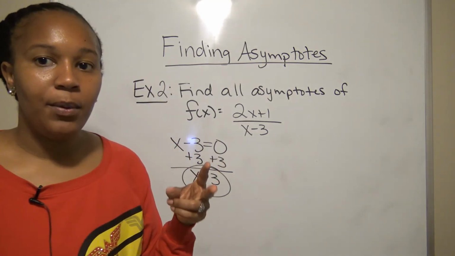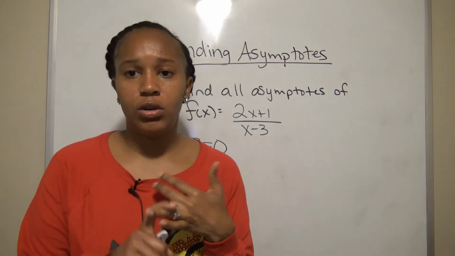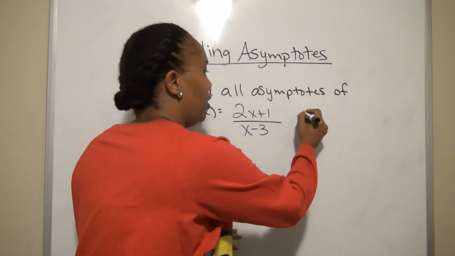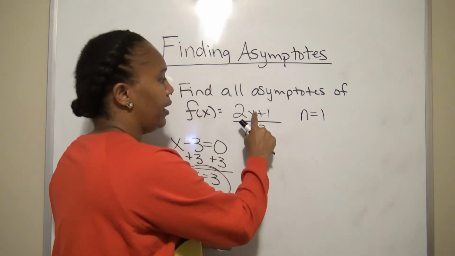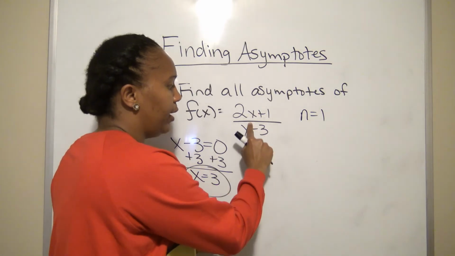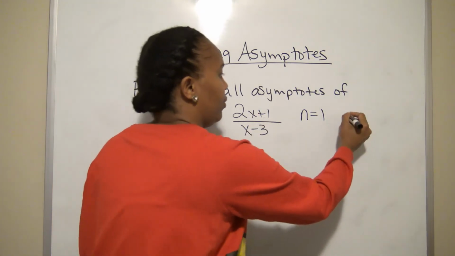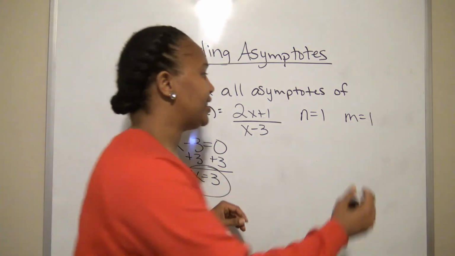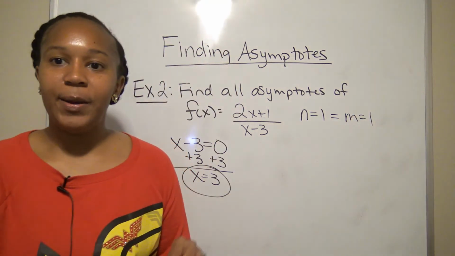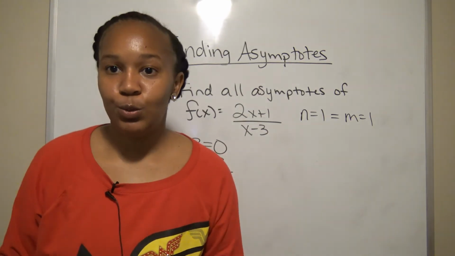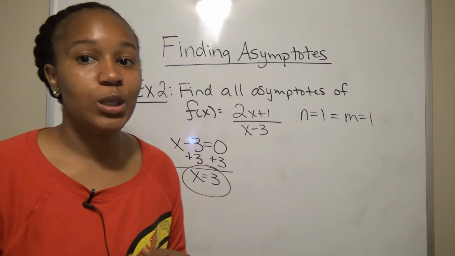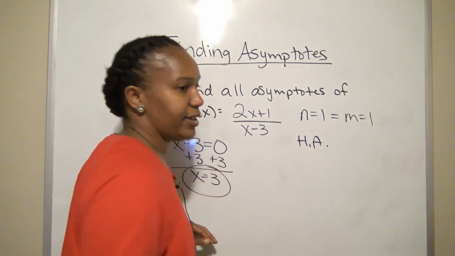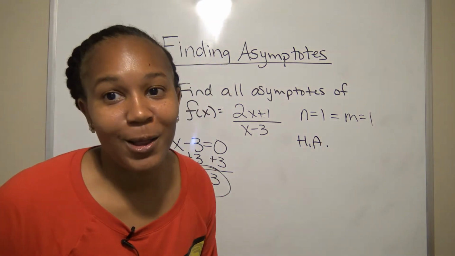Now for the second portion, to determine what the horizontal or oblique asymptote is, we have to look at the degree of the numerator, which in this case is 1. Our highest exponent on x is 1. And the degree of the denominator, which I'm calling m, is also 1. So in this case, our n equals our m. So this is a case 2. When there is a case 2, you end up with a horizontal asymptote, and I'm using HA for horizontal asymptote because I don't want to write it all out.